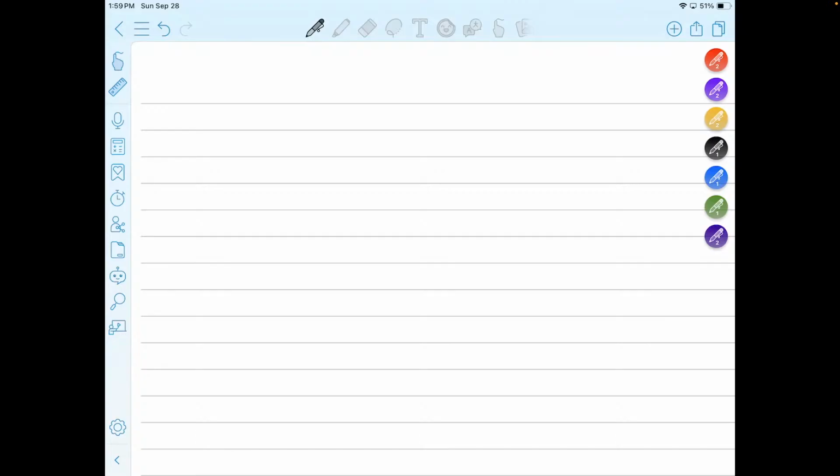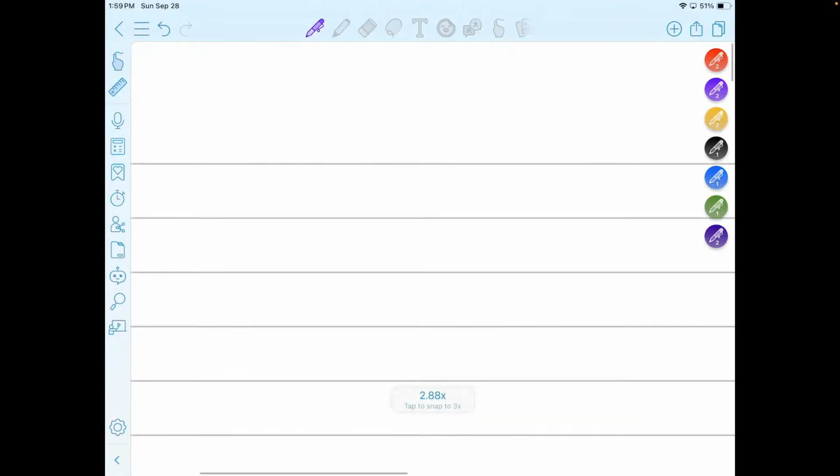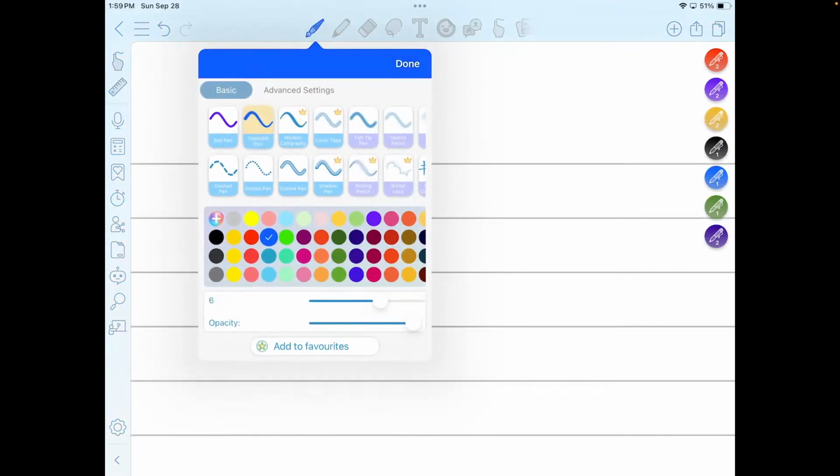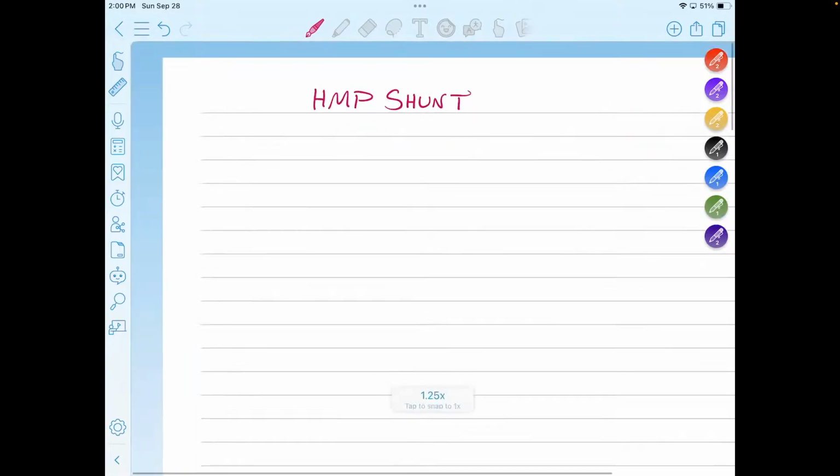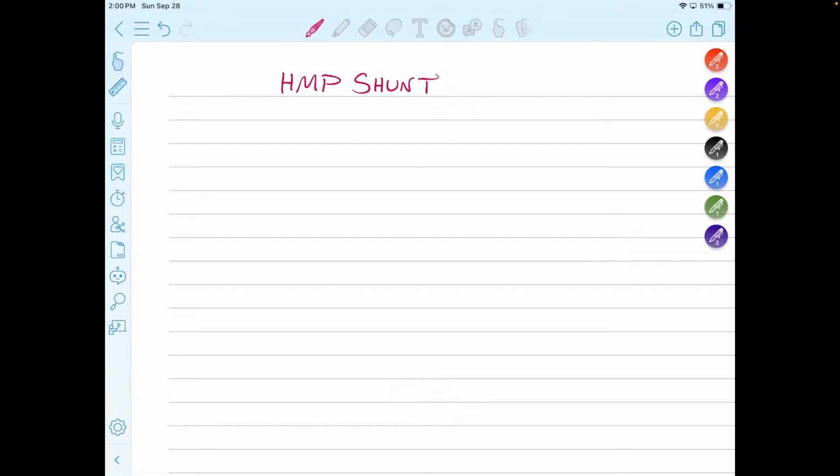So for the HMP shunt, there's actually not much there for it. I don't need to put a heading, but let's just put it there. Fountain pen number 2.5 is pretty good, and I like this color. So this is the HMP shunt, right? It's one of those pathways which are not necessarily related to one specific type of metabolism. It's related to multiple types of metabolism.